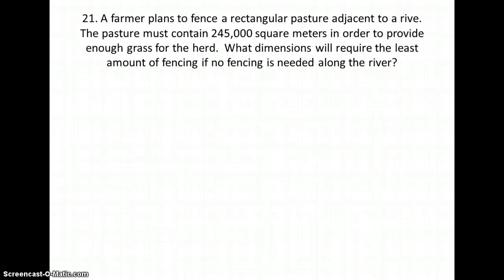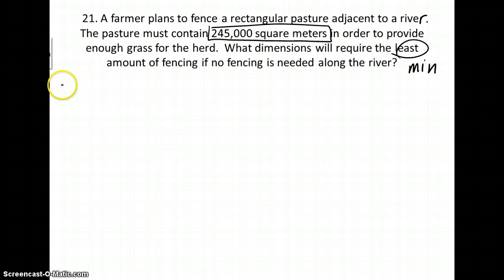A farmer plans to fence a rectangular pasture adjacent to a river. The pasture must contain 245,000 square meters in order to provide enough grass for the herd. What dimensions will require the least amount of fencing if no fencing is needed along the river? Least is a minimum. The number gives me my secondary equation. Now, a picture was provided in the text, but if you don't have a picture, pasture must contain square meters.